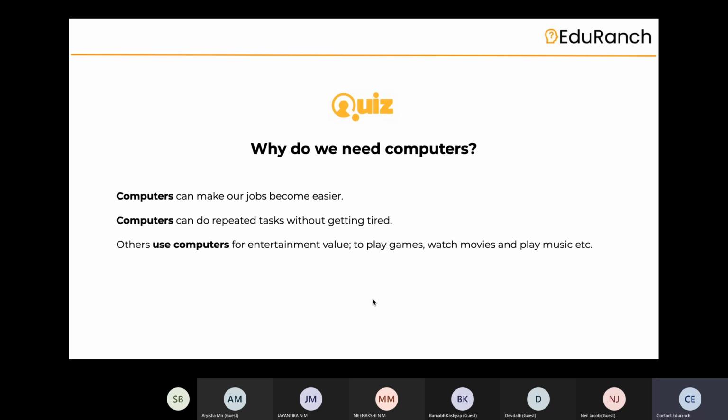There are a lot of use cases for computers. I'm just giving some of them. So there are a lot of use cases. We use it for entertainment, playing games, watching movies, heating food, and all that stuff.